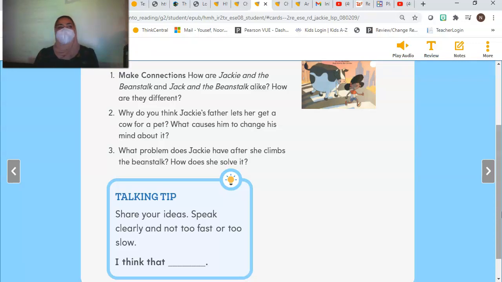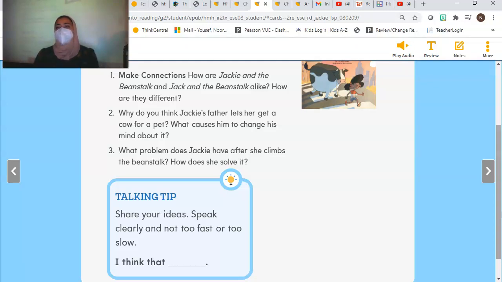Jack was poor. That's why they sold the cow. That's a really good point. Jack had to sell his cow because he was poor. And the cow was not making any milk. Why did Jackie sell the cow?